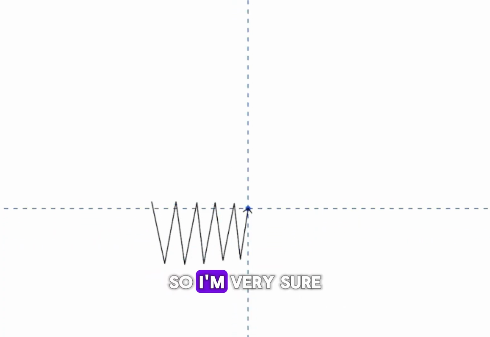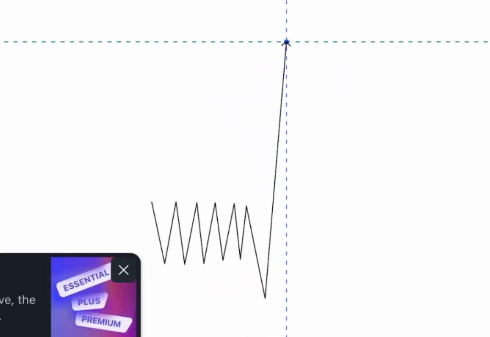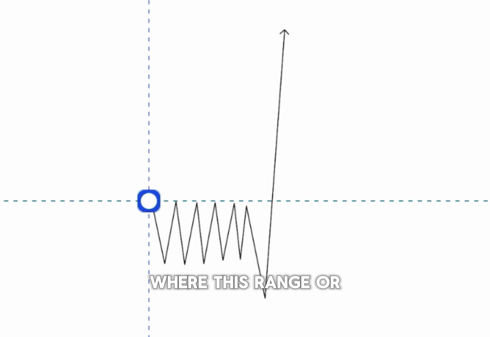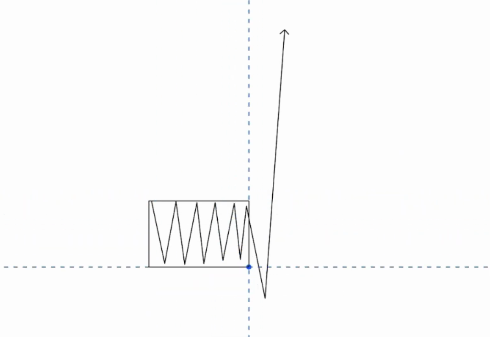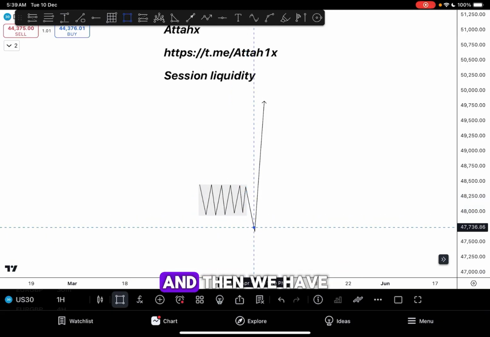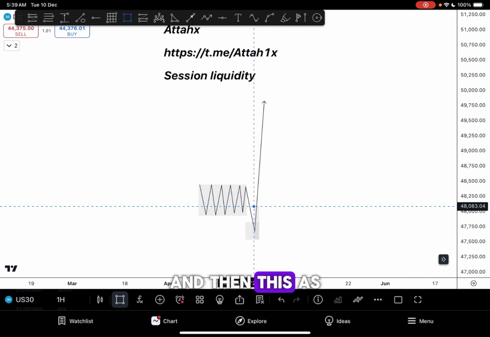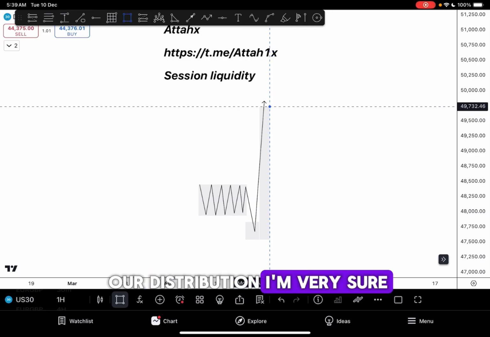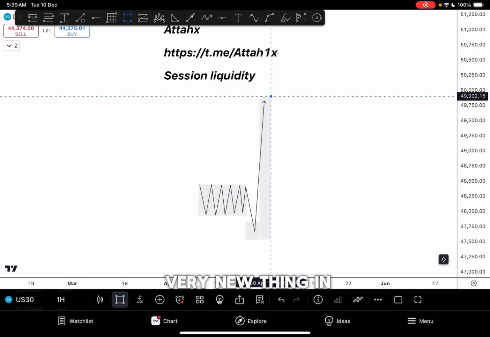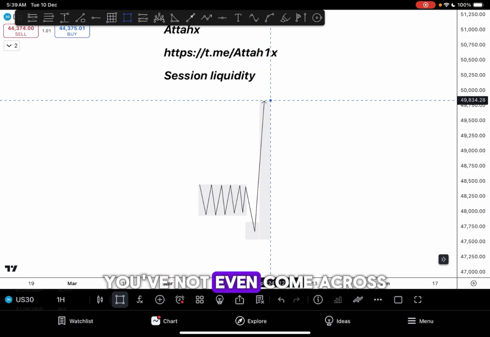All right, so I'm very sure that a lot of you here have probably heard about this PO3, but some of you do not know how to use it. Where this range or this consolidation, this appears as a range or a consolidation, and then we have this as our manipulation, and then this as our distribution. I'm very sure many of you have heard this, but trust me, you will definitely see a very new thing in this video that you've not heard about, and you've not even come across.